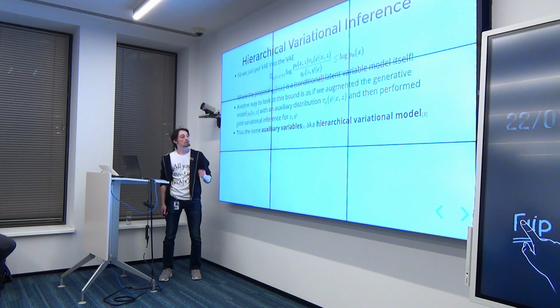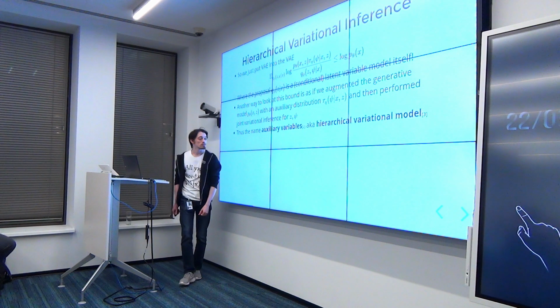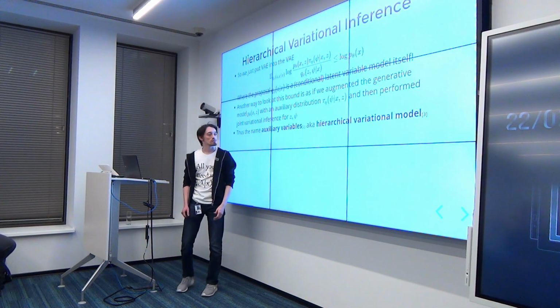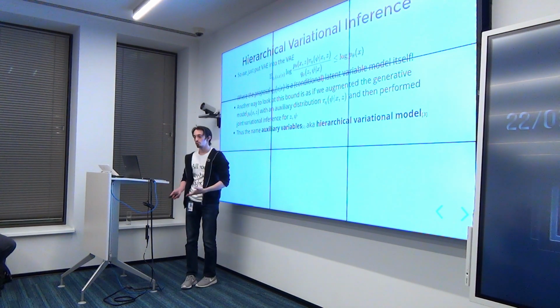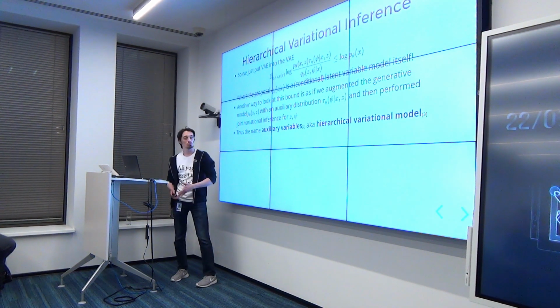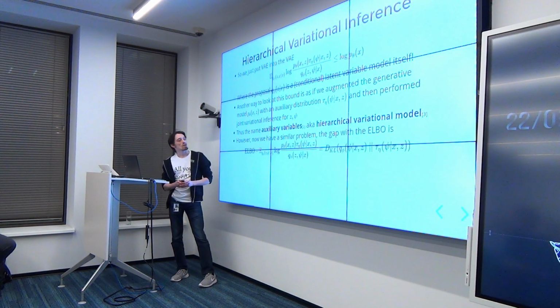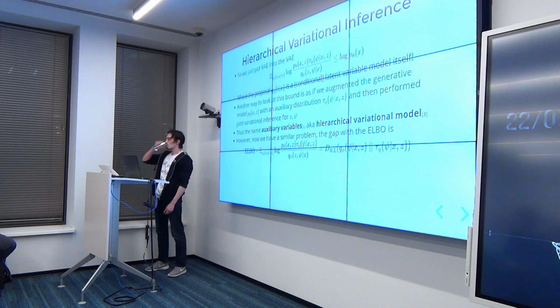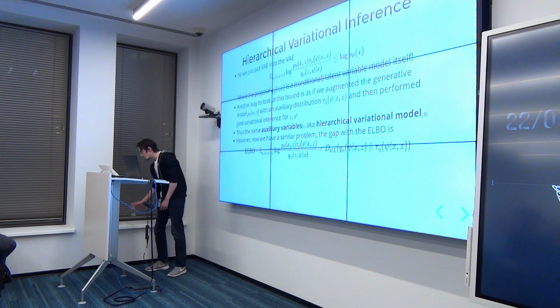So this method is known as the auxiliary variables method, and also as hierarchical variational models, which is roughly two different views on the same bound. Is such a lower bound tighter than the usual ELBO? We're about to discuss it.